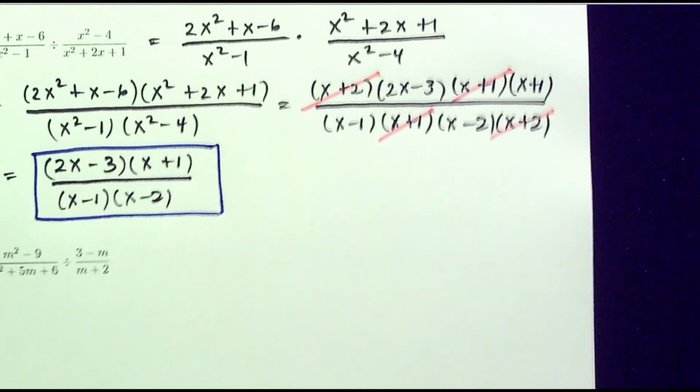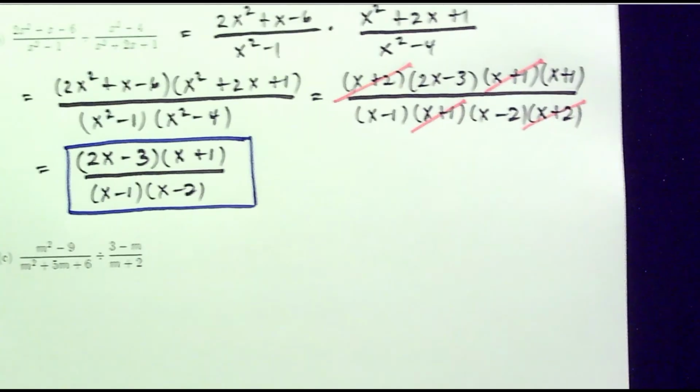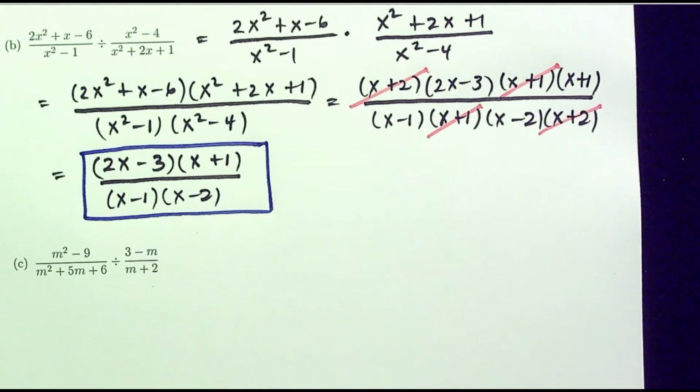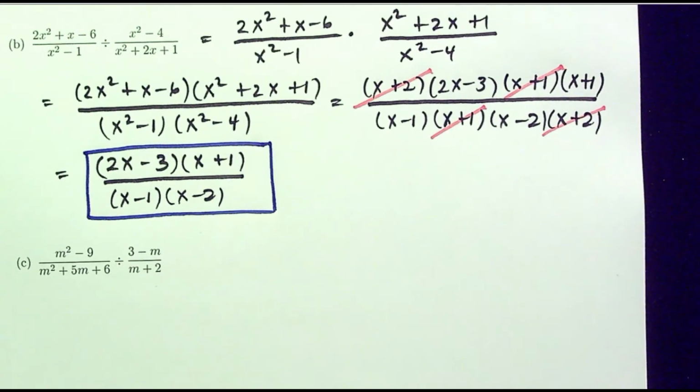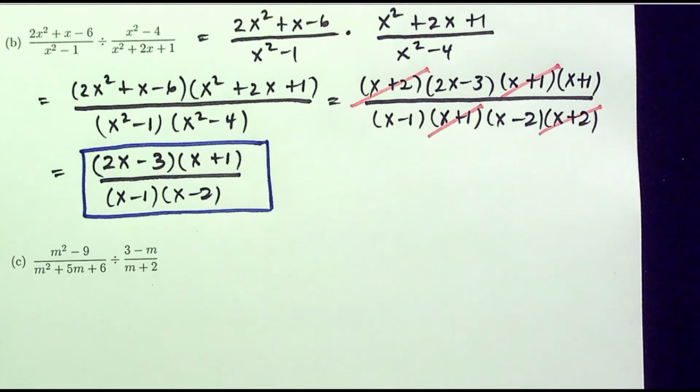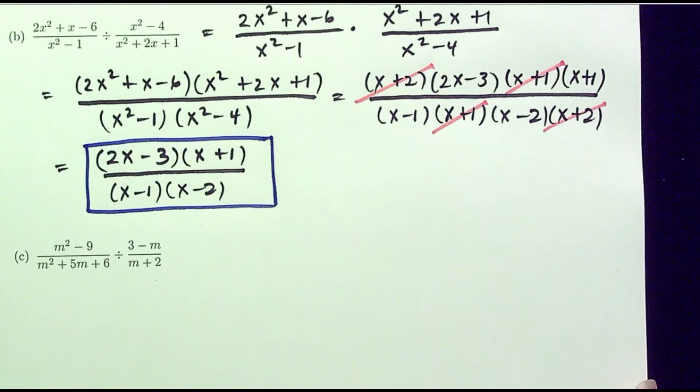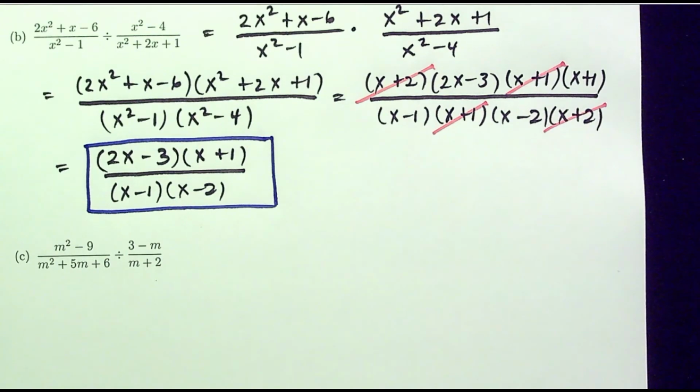Okay. Now let's do another one. The next one is a division. You should stop the video right here and try it on your own. It says m squared minus 9 over m squared plus 5m plus 6 divided by 3 minus m over m plus 2. So take your time, give it a shot, and then let's compare notes.